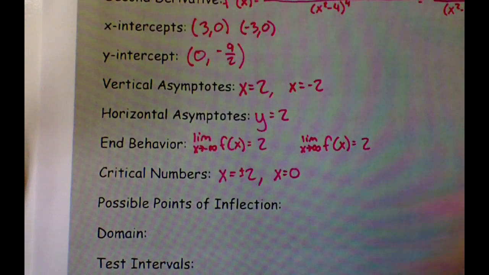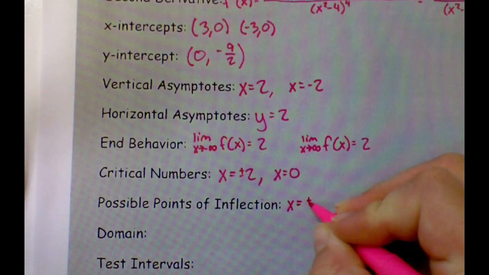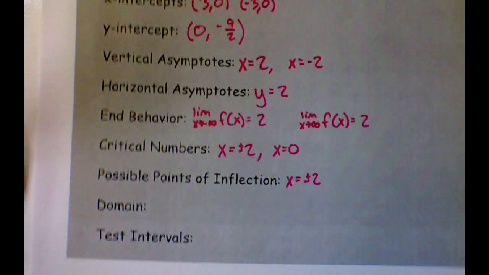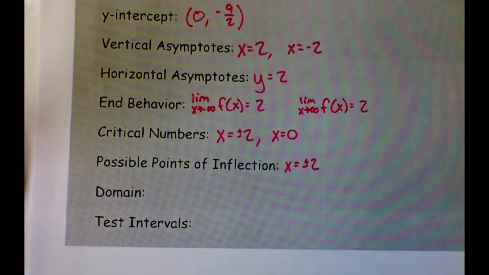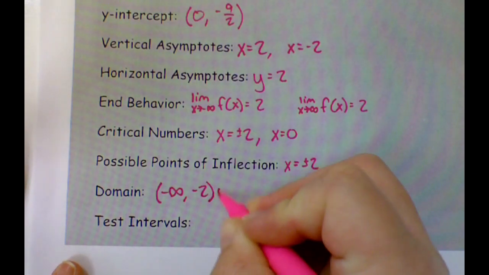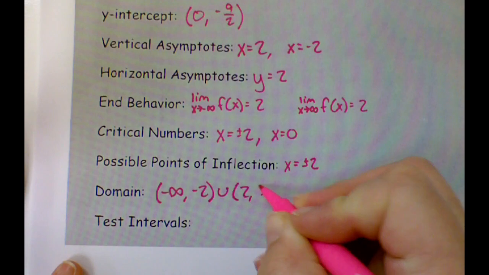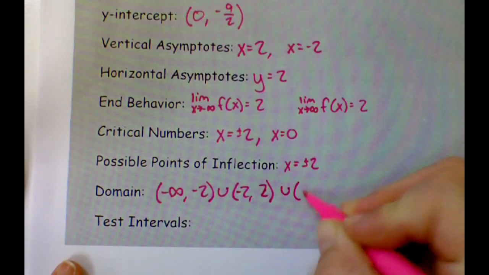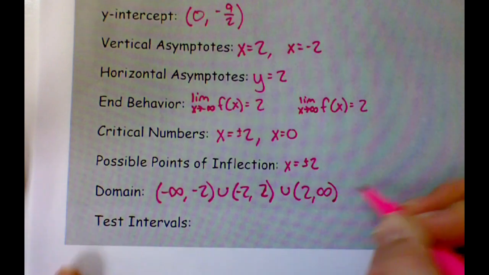Possible points of inflection. Well, x equals plus or minus 2 are still going to make my denominator 0 of my second derivative. And there's actually nothing that makes the numerator of the second derivative 0. So those are our only possible points of inflection. Our domain is everything but those vertical asymptotes. So we have negative infinity to negative 2, negative 2 to positive 2, or 2 to infinity.